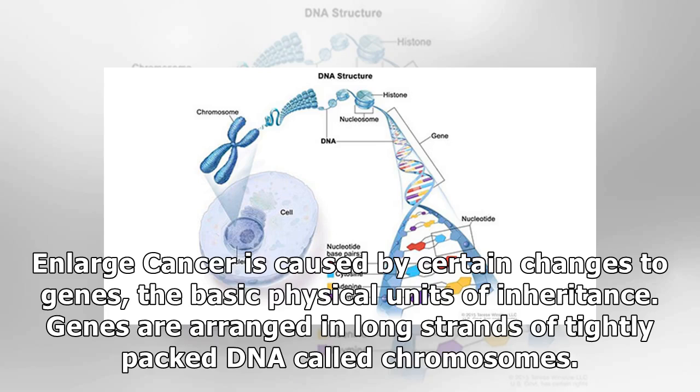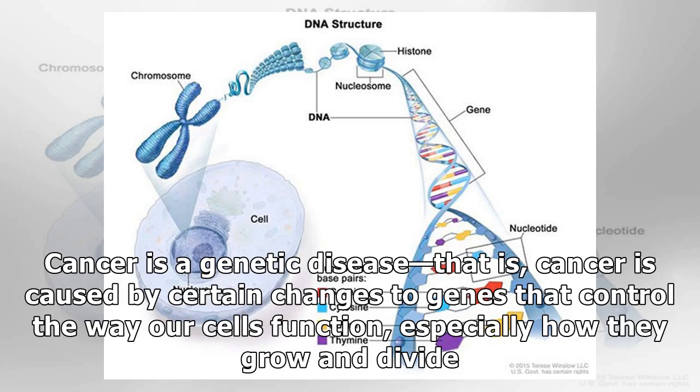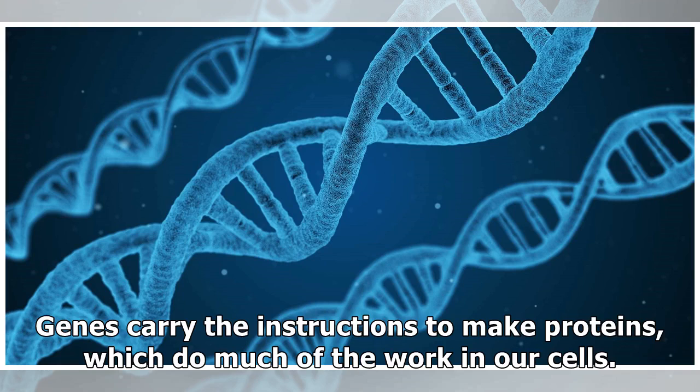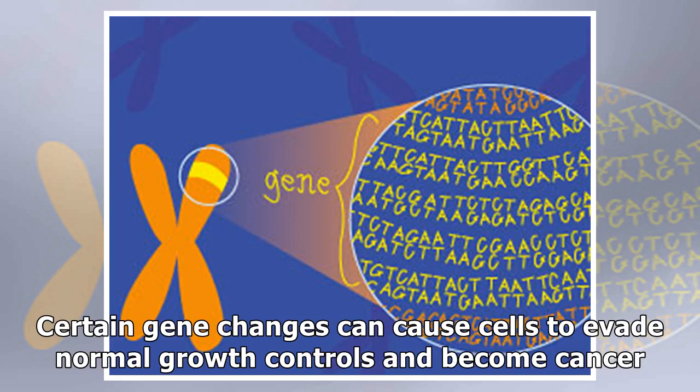Cancer is caused by certain changes to genes, the basic physical units of inheritance. Genes are arranged in long strands of tightly packed DNA called chromosomes. Cancer is a genetic disease, that is, cancer is caused by certain changes to genes that control the way our cells function, especially how they grow and divide.